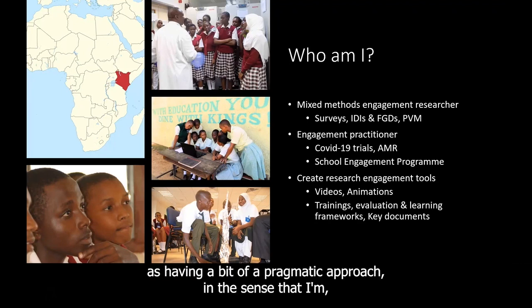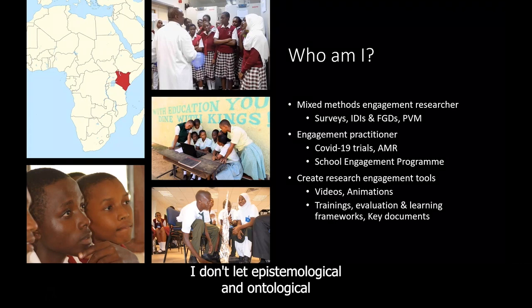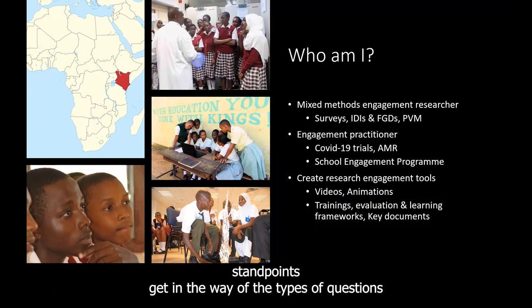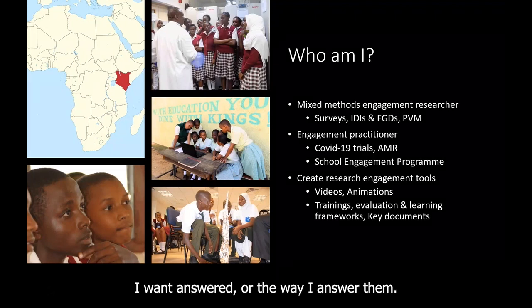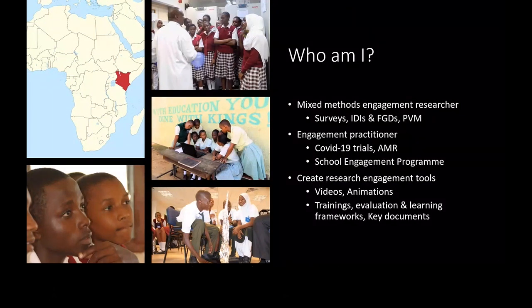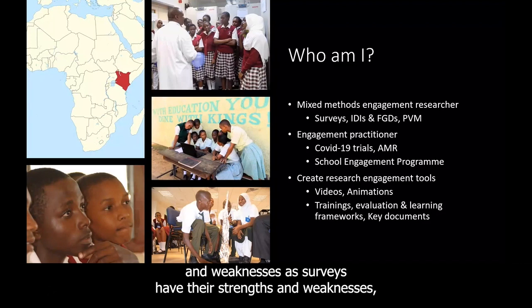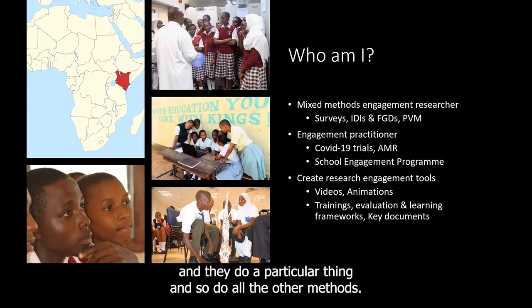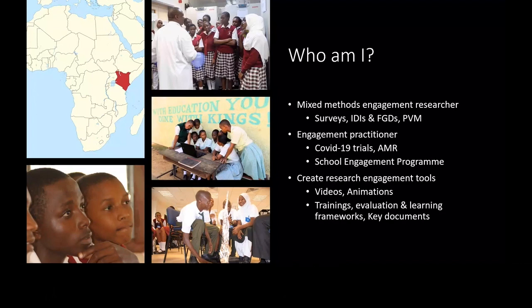I describe myself as having a bit of a pragmatic approach, in the sense that I don't let epistemological and ontological standpoints get in the way of the types of questions I want to answer and the way I answer them. So I'm really happy to use all those methods together, and they all have their strengths and weaknesses. Surveys have their strengths and weaknesses, and they do a particular thing, and so do all the other methods.